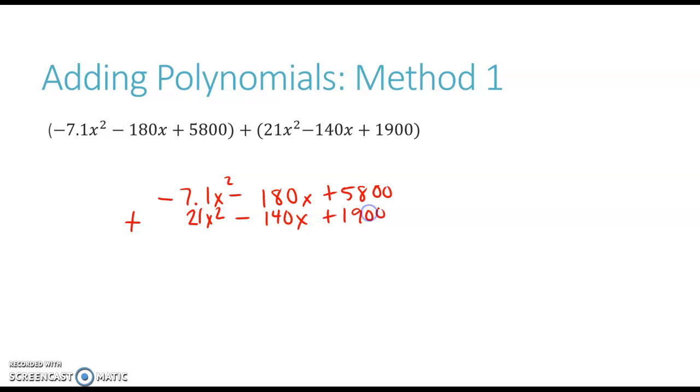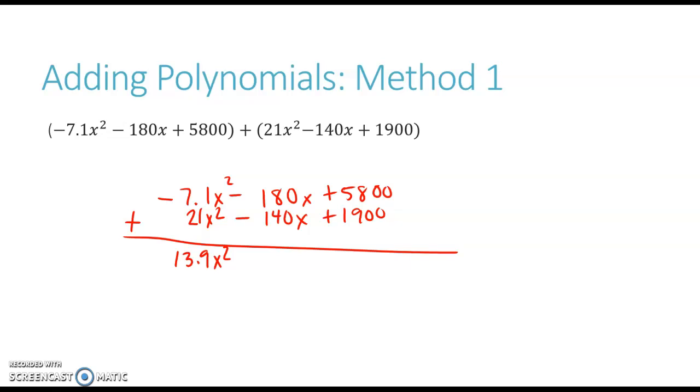It's just like when we're doing equations, you can only combine like terms. So from here, we just add down. Like this first one, we have negative 7.1 plus 21. So I'm going to take 21 minus 7.1 because that's the same thing, and we get 13.9, and the x squared stays. I had 21 x squareds, I'm taking away 7.1 x squareds, I'm left with 13.9 x squareds.